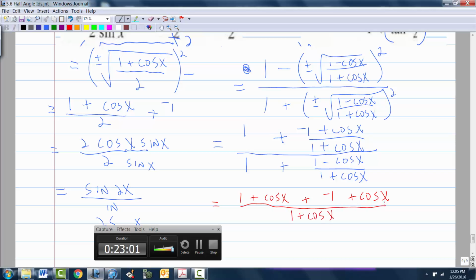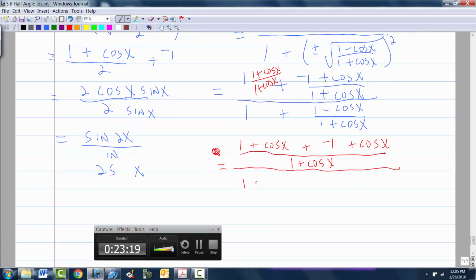This is the numerator of the big fraction over, that's why I want to shove this over here. All I did is multiply this by 1 plus cosine x over 1 plus cosine x, both top and bottom. Do you get it? To get a common denominator. And I'm going to do the same thing with this one. 1 plus cosine x plus 1 minus cosine x, all over 1 plus cosine x.